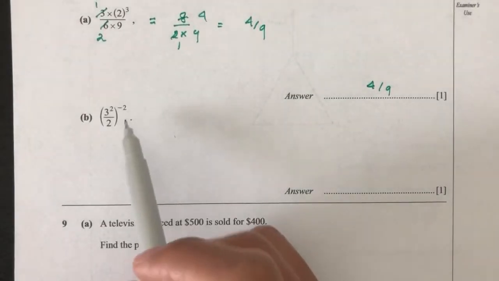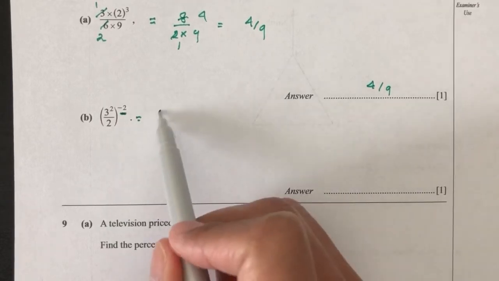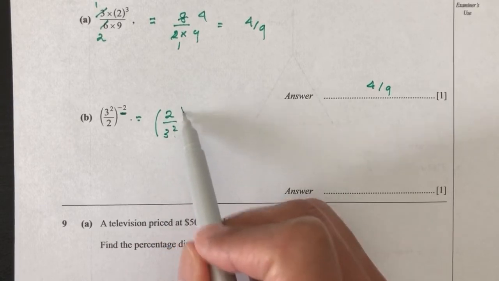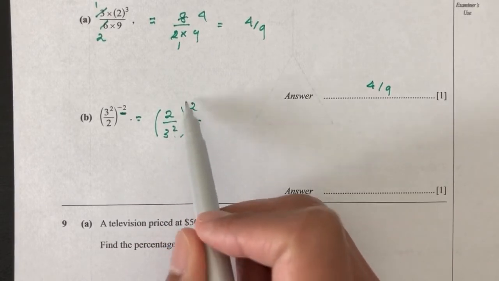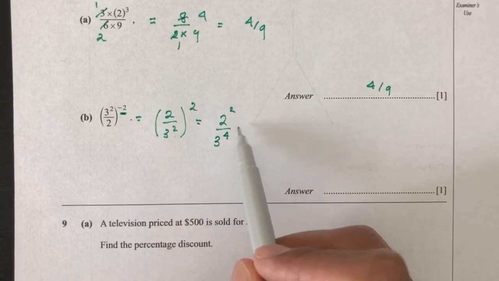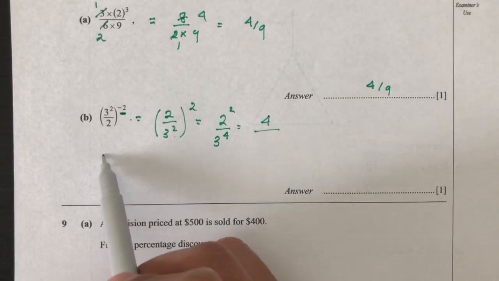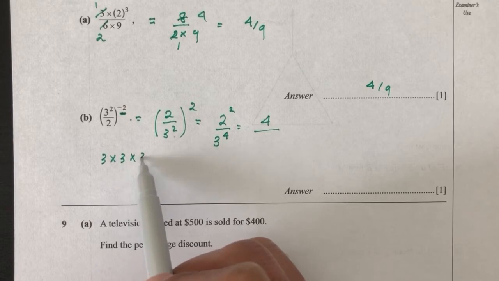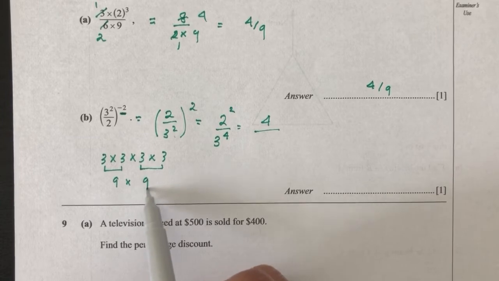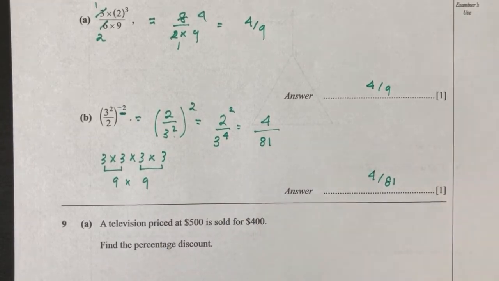Part B. You can see here the power is negative, so we have to convert this to positive. So we flip the inside upside down. It will become this, and this will become positive. So now we bring this in, it becomes 2 to the power 2 and 3 to the power 4. That will be 4 divided by, what is 3 times 3 times 3 times 3? This is 9, this is 9. 9 times 9 will be 81. Your answer is 4 over 81.